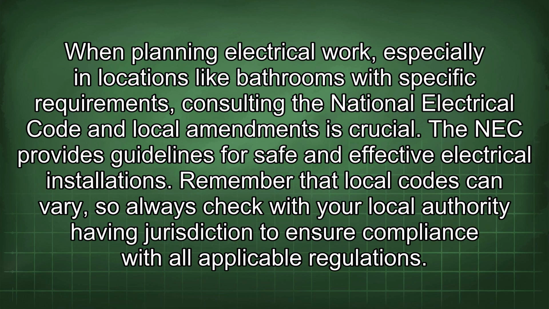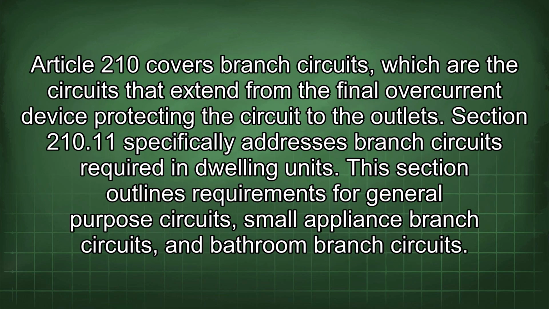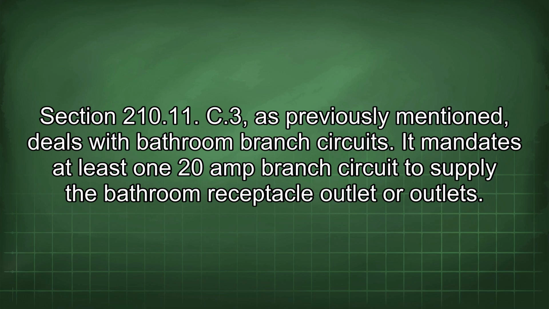Article 210 covers branch circuits, which are the circuits that extend from the final overcurrent device protecting the circuit to the outlets. Section 210.11 specifically addresses branch circuits required in dwelling units. This section outlines requirements for general-purpose circuits, small appliance branch circuits, and bathroom branch circuits. Section 210.11 C3, as previously mentioned, deals with bathroom branch circuits.